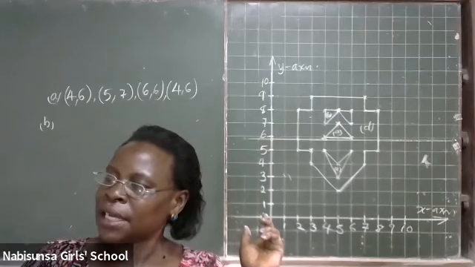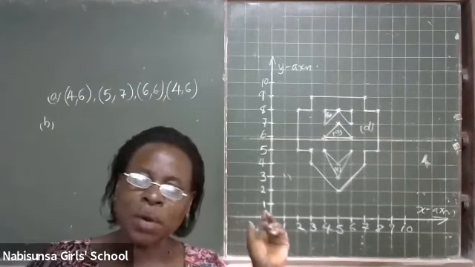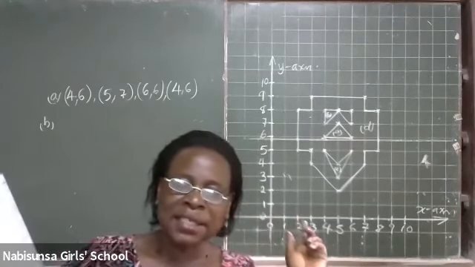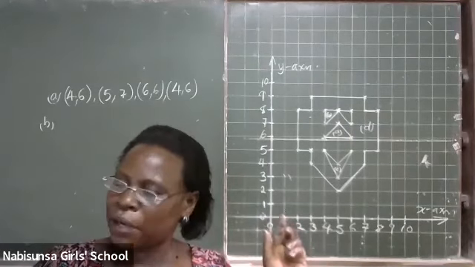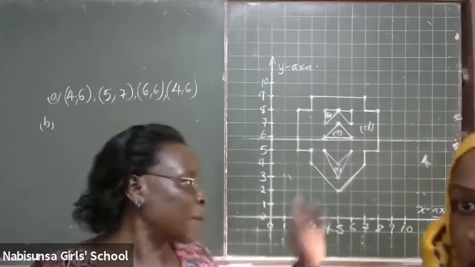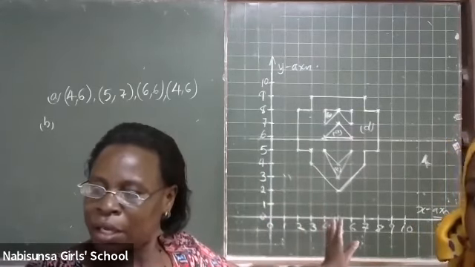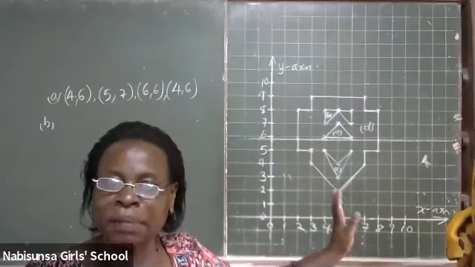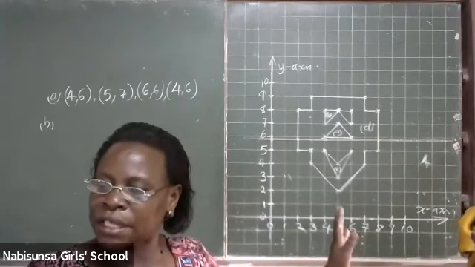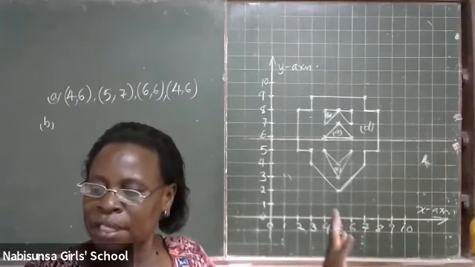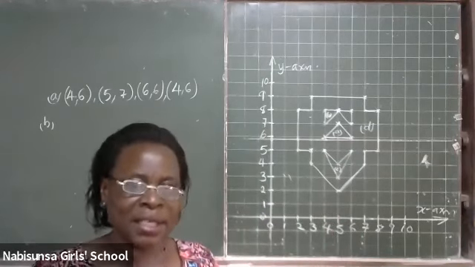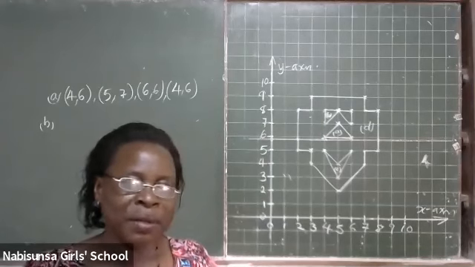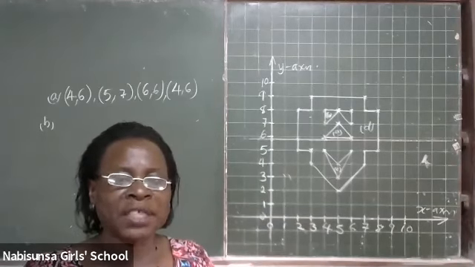Now, we started with question number 1, which I left as an exercise last time. And now this is question 2. When you follow the instructions, you're going to come up with what we have here. We have a set of points in part A, a set of points in part B, a set of points in part C, and lastly, a set of points in part D. So what are we being examined on? Can we plot the points?